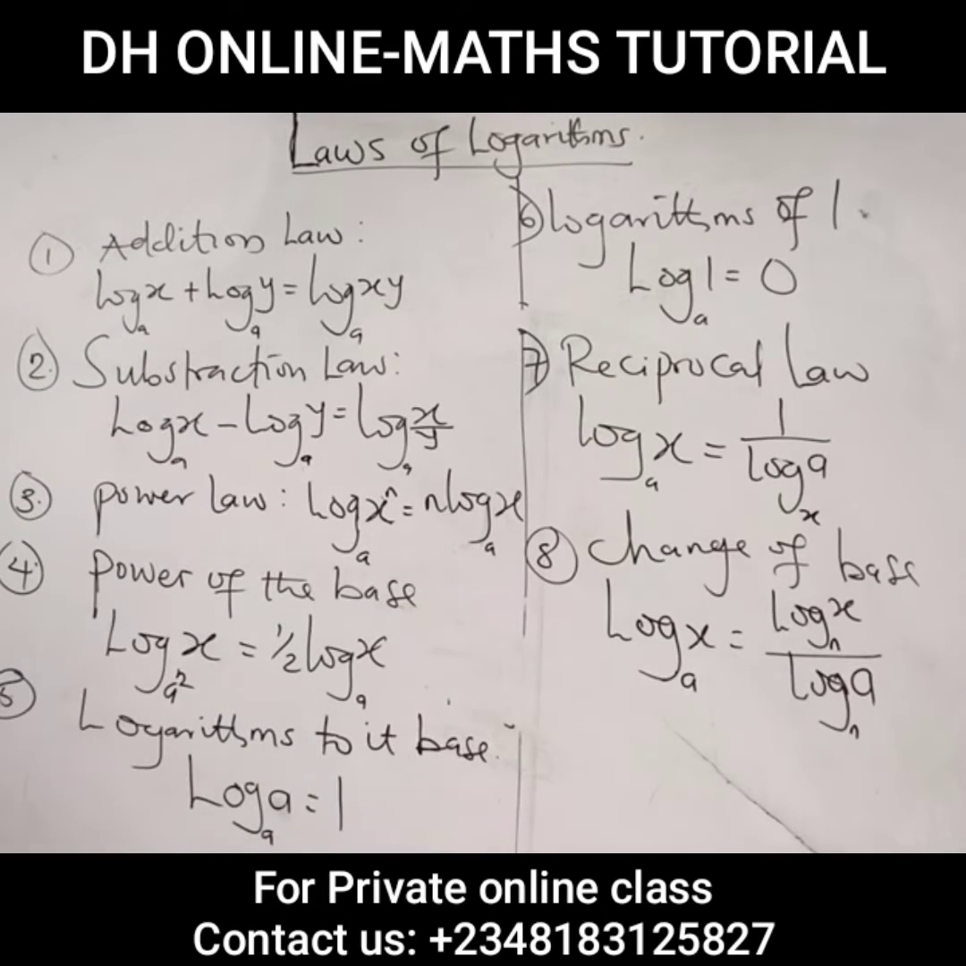So the next one, number 5, is what? Logarithm to its own base. When you have a logarithm that has the same thing as its base, it is equal to what?